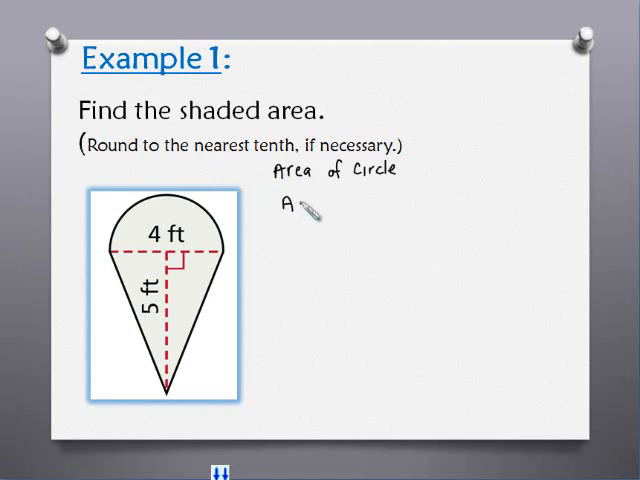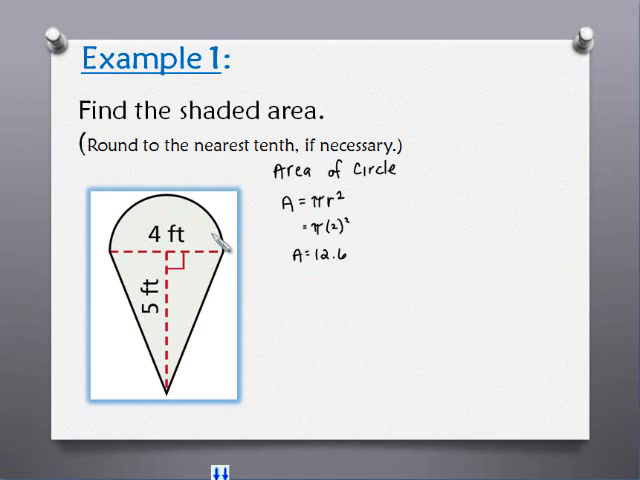Okay, so for the area of the circle, the equation is pi times your radius squared. If we look here, this circle from here to here, that's the diameter, measures 4 feet. I only want the radius, which is going to be half of that. So the radius is 2. So I'm going to go ahead and plug that in right now. So now I have 2 squared, which is 4. And then we're going to do 4 times pi, which is, if we're rounding to the nearest tenth, 12.6.